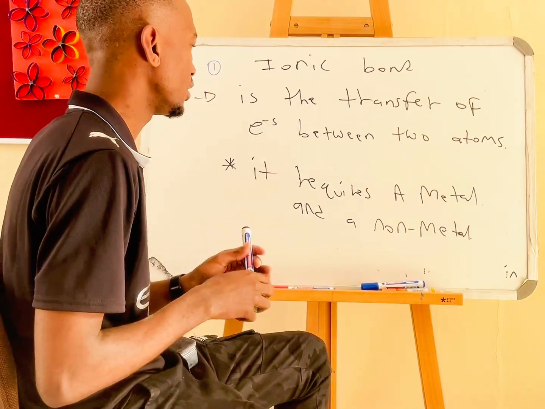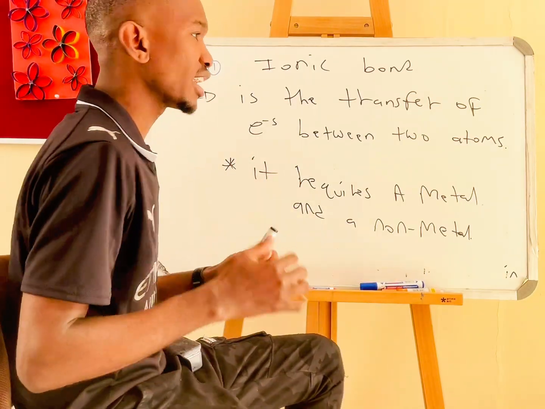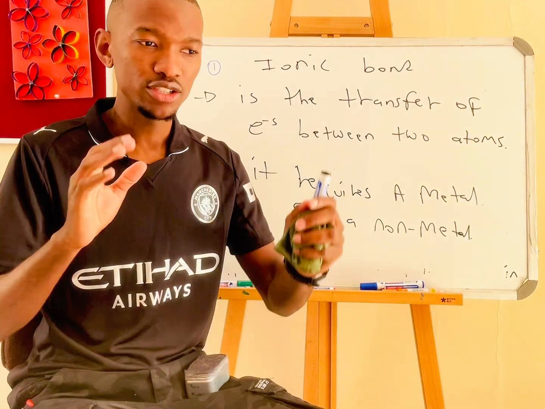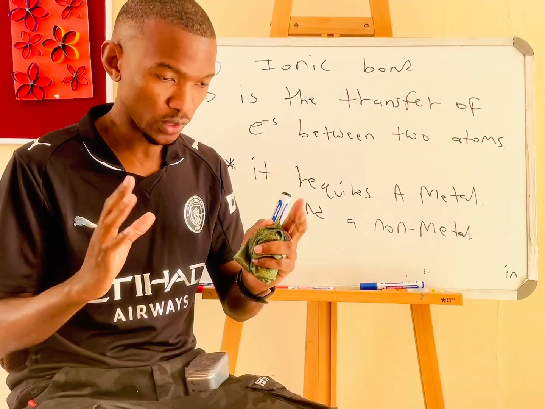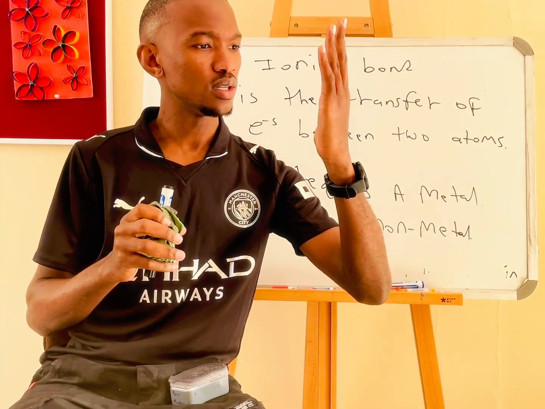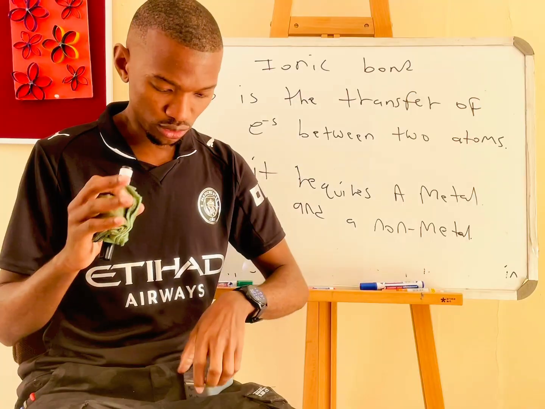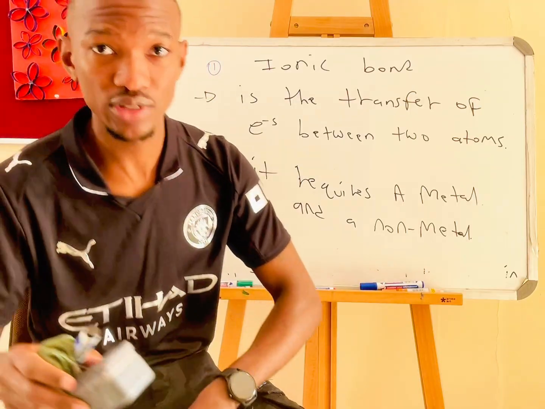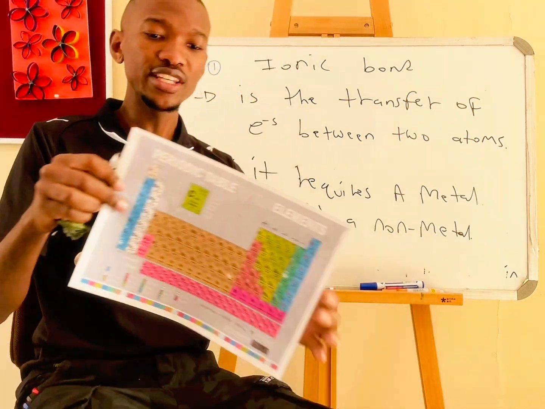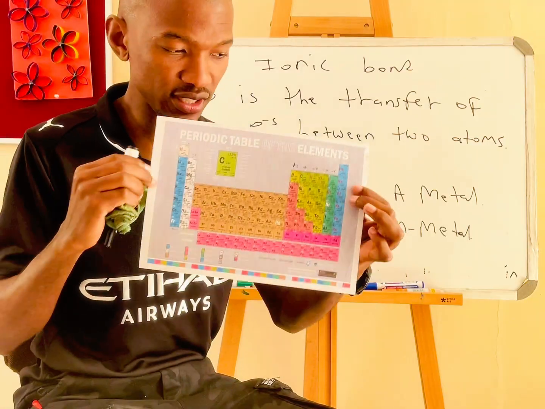All right, good stuff. So some people might not really understand. Guys, let me give you a picture of something. Just look at your periodic table, all right? Give me a moment so that I can show you what I'm talking about, because some people might not really get this. All right. So here is a periodic table. I hope you can see.